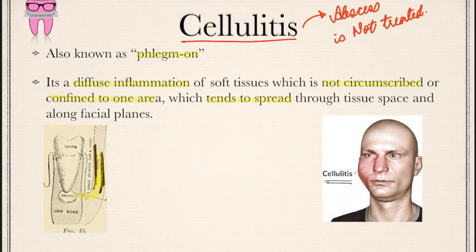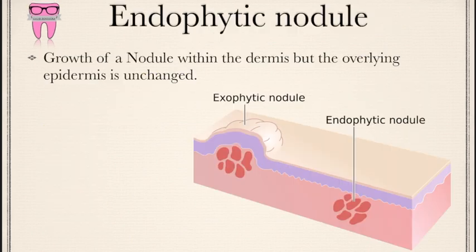Now coming to the next lesion which is present below the level of the mucosa, we have endophytic nodule. Endophytic nodule is a growth of a nodule or a swelling or lump within the dermis, but the overlying epidermis is unchanged. You won't find any difference in the above epidermis or the epithelium. It's unchanged.